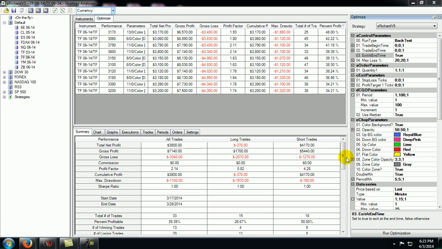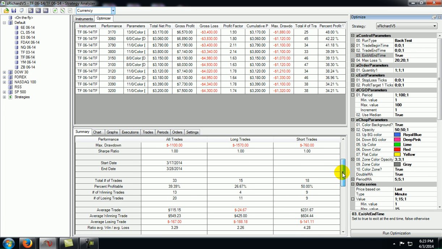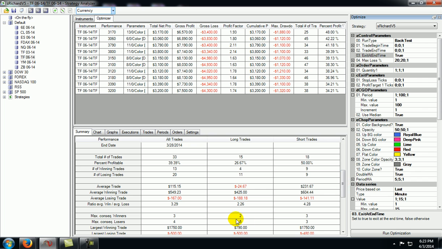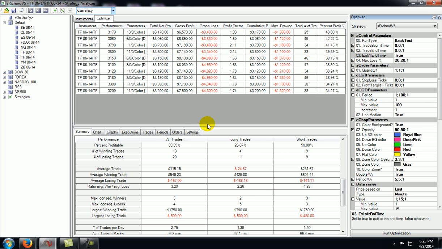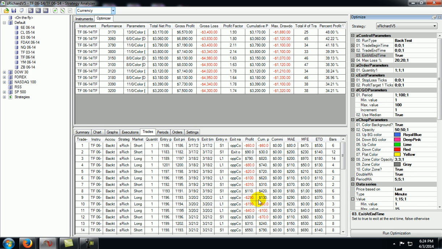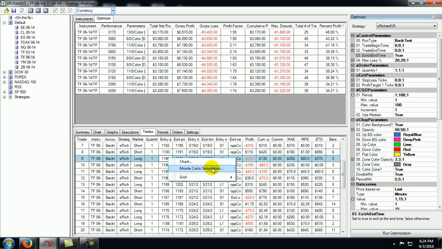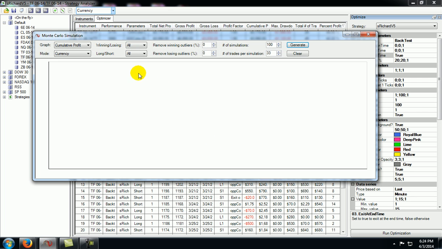Another factor to consider. Well, there are a number of factors I consider, but others are the maximum consecutive winners and losers. Obviously, you don't want to start off with, say, 4 losers in a row. Like right here, that's 770, $840, $840, and you certainly don't want to start off with that. So I will also look at the Monte Carlo simulation, and then a number of factors in here to consider.